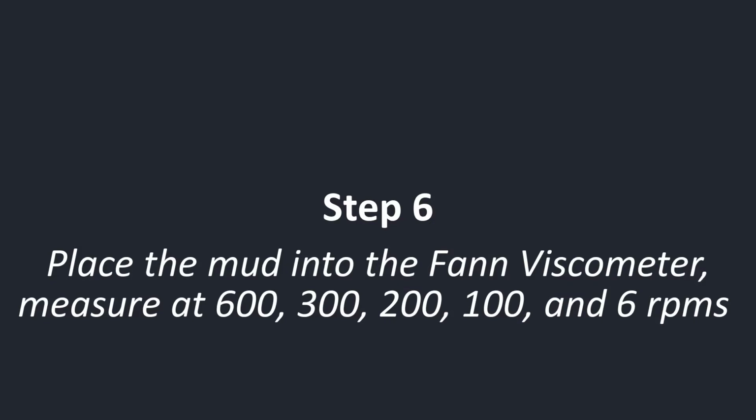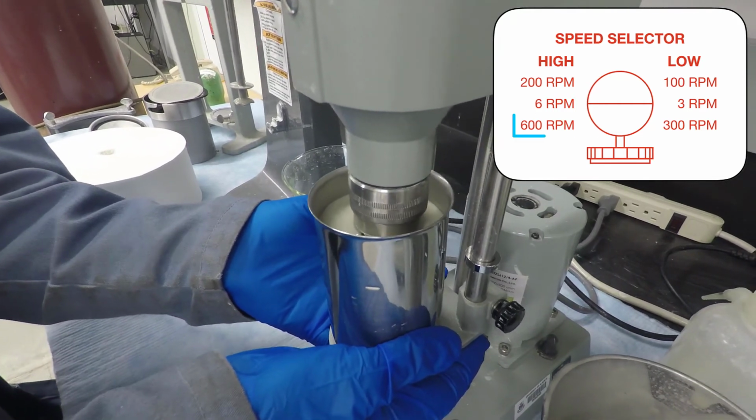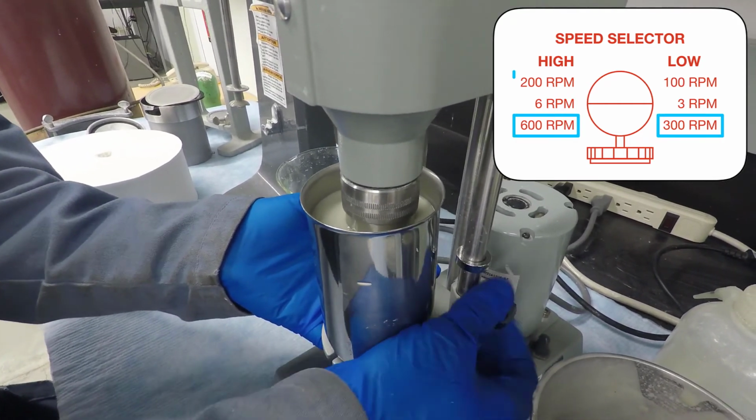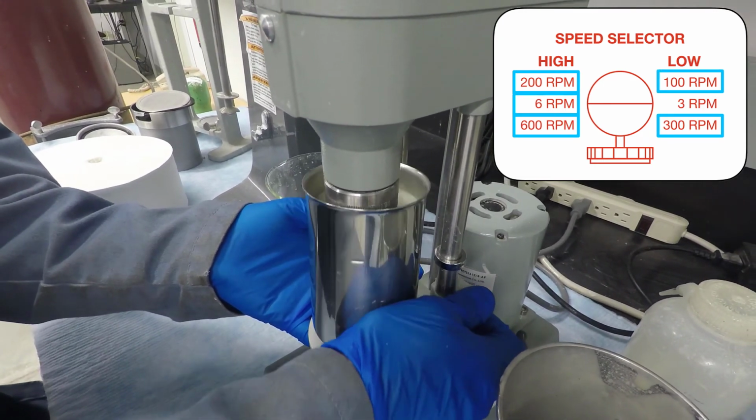Now place the mud that was created in the previous steps into the Fann Viscometer. Measure and record the 600, 300, 200, 100, and 6 RPM readings.